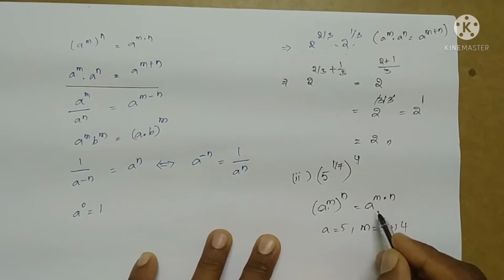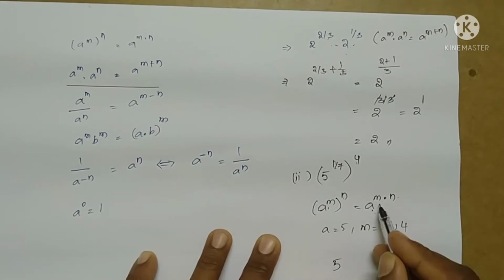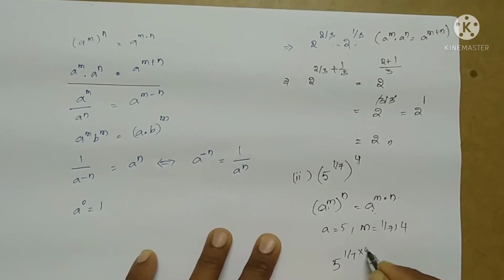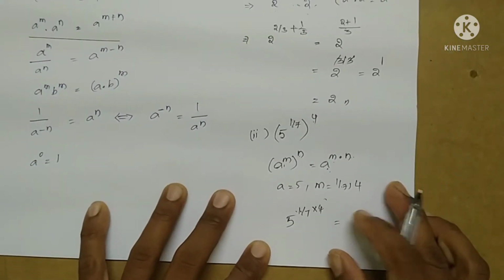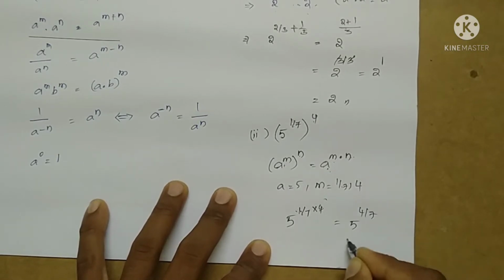What is the result? a^(m·n). So 5 to the power of m into n means 1/7 into 4. Here multiply 4 with the numerator. So the result is 5 to the power of 4/7. This is the final result.